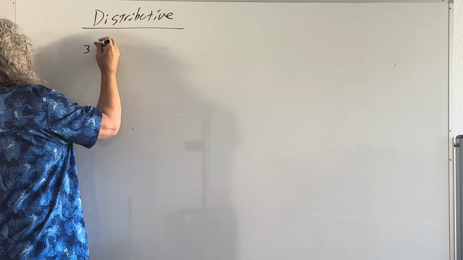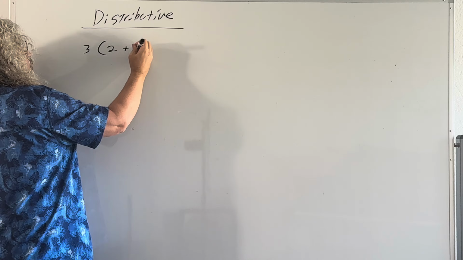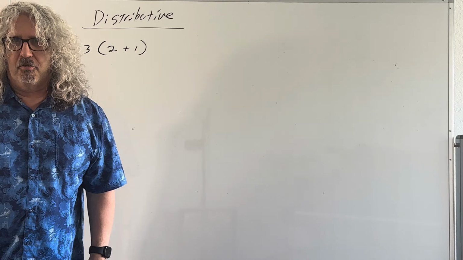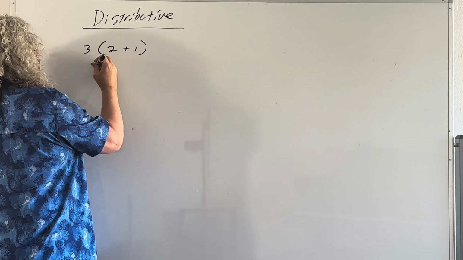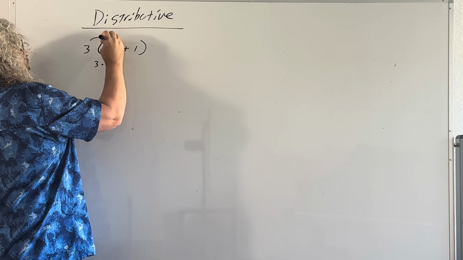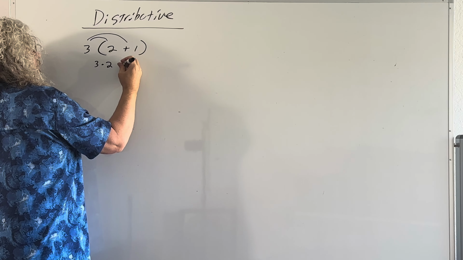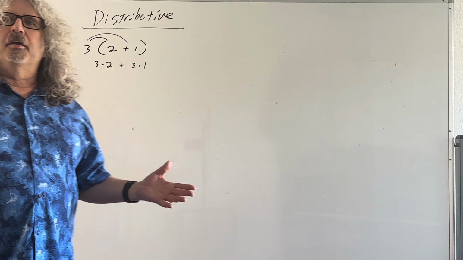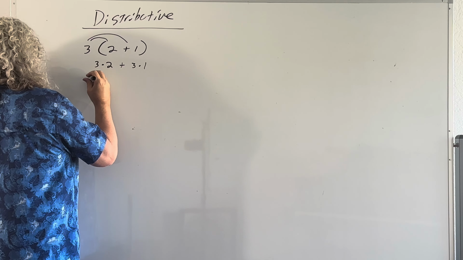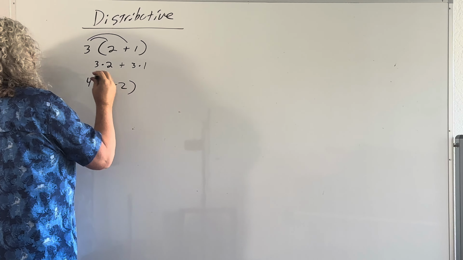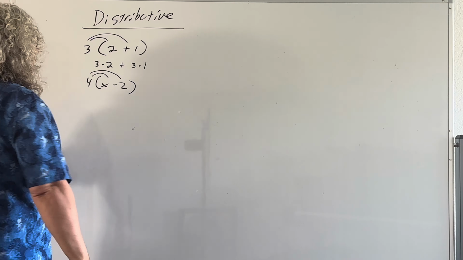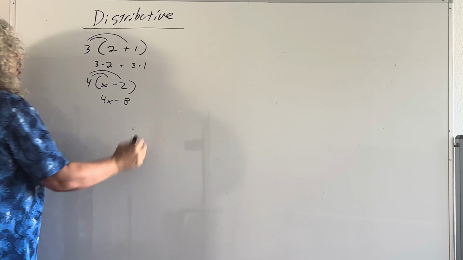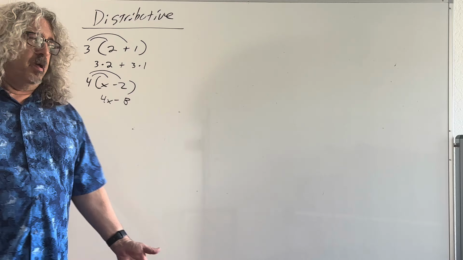So if I had a 3 out here, and I had here a 2 plus 1, what you want to do is you want to make sure that 3 multiplies by both of these numbers. So in your example, you'll see something like 3 times 2, and then I have to multiply the other, plus 3 times 1. That's the distributive property. You're normally going to see it in math with something like 4(x minus 2), and you're going to distribute that 4 to both things that are in the parentheses, and 4 times x is 4x, minus 4 times 2 is 8. That would be the distributive property, okay?